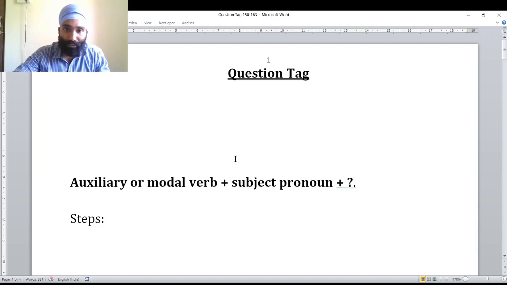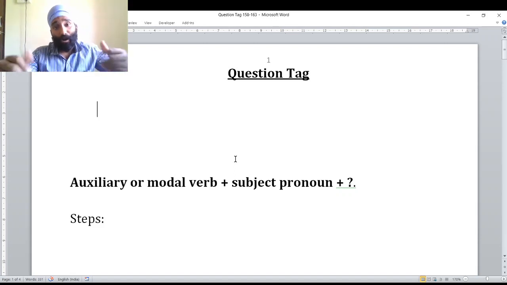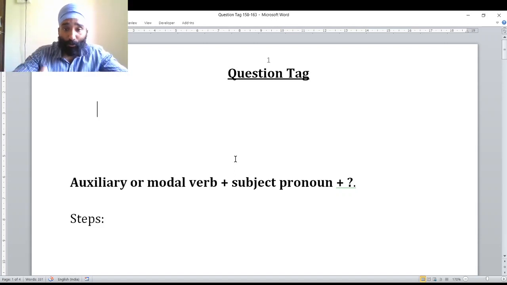statement, a tag, a tail, such as this is a good idea, isn't it? This is a bad idea, isn't it? I am not your enemy, am I? So this is how you ask questions to the audience to give focus on your statement, on your point, and to make assurance yourself that you are correct. So this is the use of question tag.